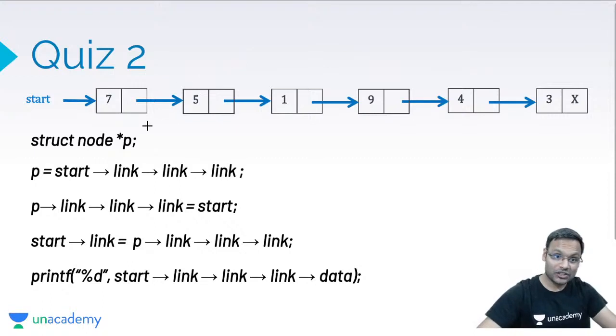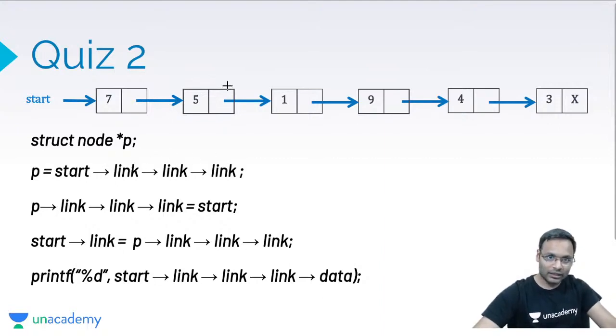Let's see. Let's try to understand. P is equal to start link link link. Start 1 link, 2 link and 3 link. P pointer points to this node. Now next one, I'll have to update address of start, value of this start. What start holds? Address of the first node. Here, where? So I'll have to copy address of the first node somewhere. Where? Look at this.